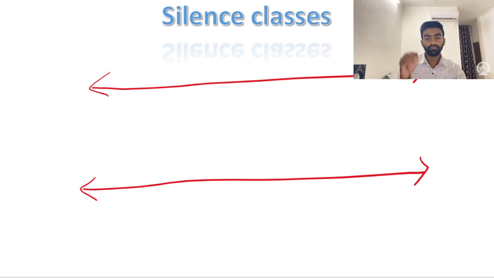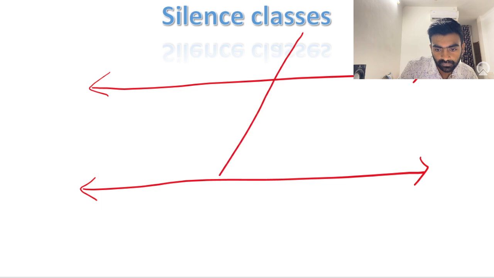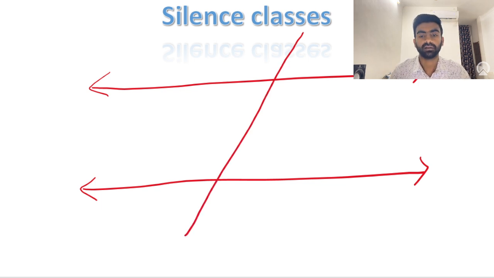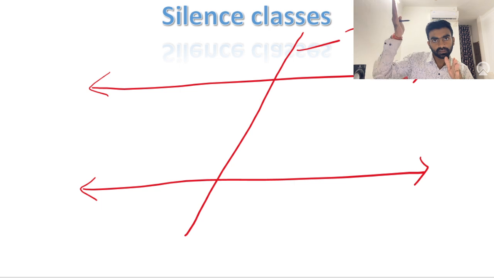Okay, if we cut two parallel lines like this, the line which is cutting these two parallel lines is known as a transversal. These are known as transversal lines. It is known as a transversal line, meaning it is cutting two parallel lines.